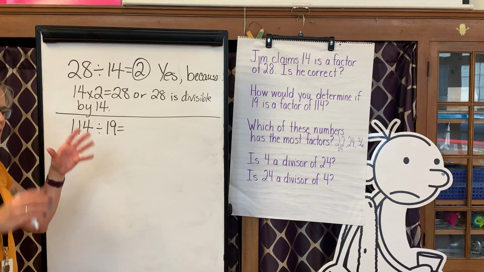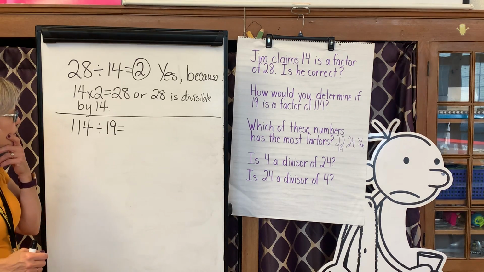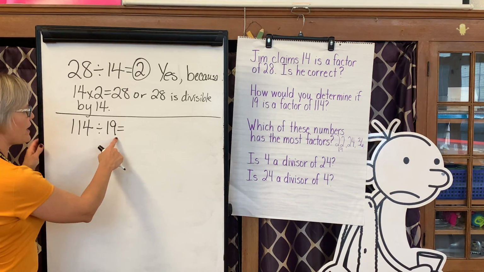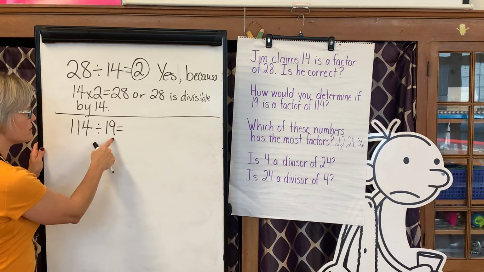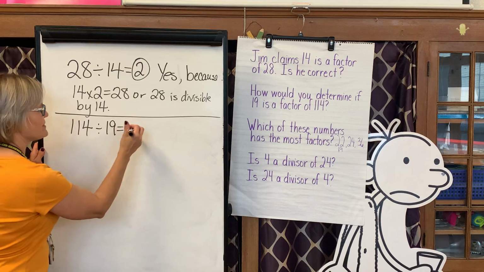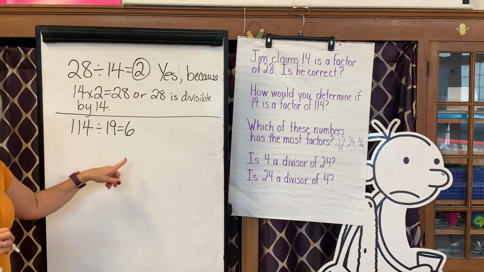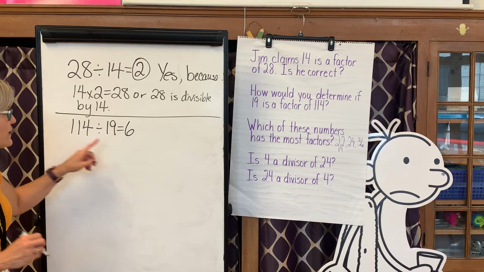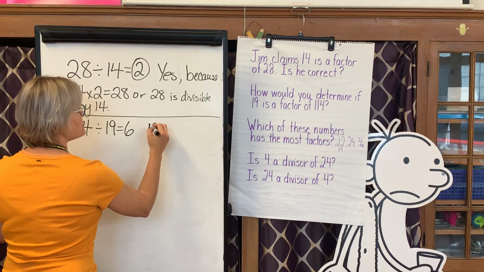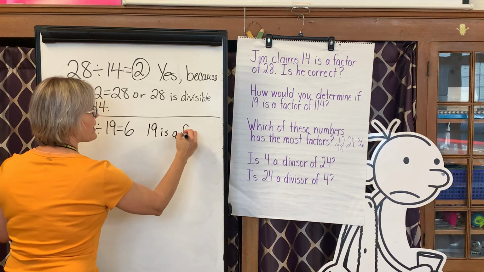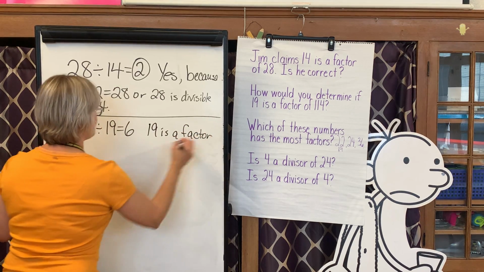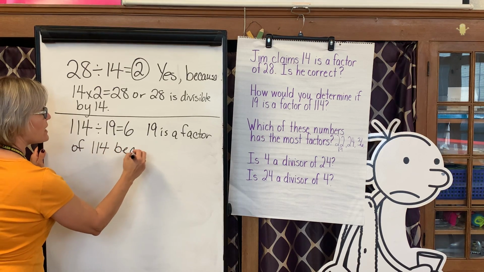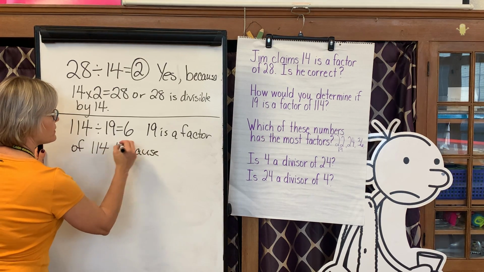So if I go up and I have groups of 19, can I divide that? Let's see, 5. No, 5 would give me 5 and the ones. Let's see, 6, that gives me a 4. Yes, 6. 6 is the quotient here. So I know that 19 is a factor of 114 because, here's my proof, okay?